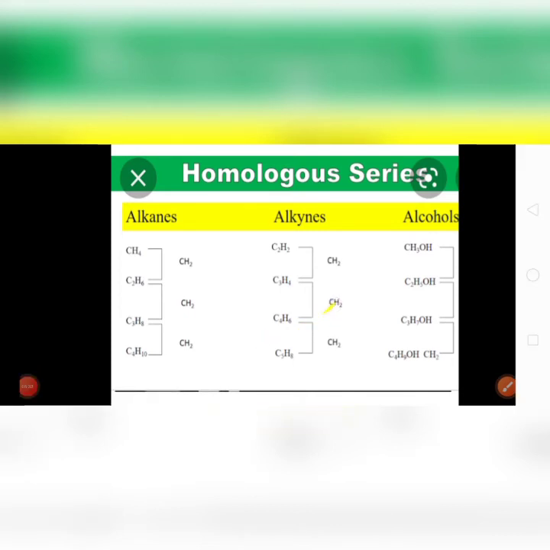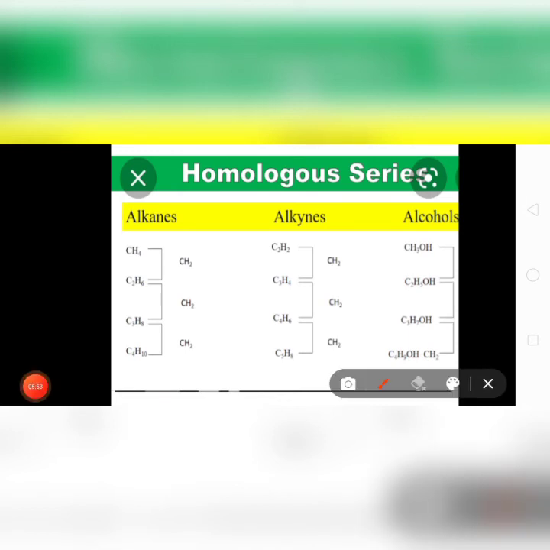So here we have a few homologous series. This particular series is of alkanes, this one is of alkynes, and this one is of alcohols. We know every homologous series has a general formula. For alkanes, the general formula is CnH2n plus 2. Similarly, the alkyne series has the general formula CnH2n minus 2. Similarly, the alcohol homologous series will also have a common general formula.